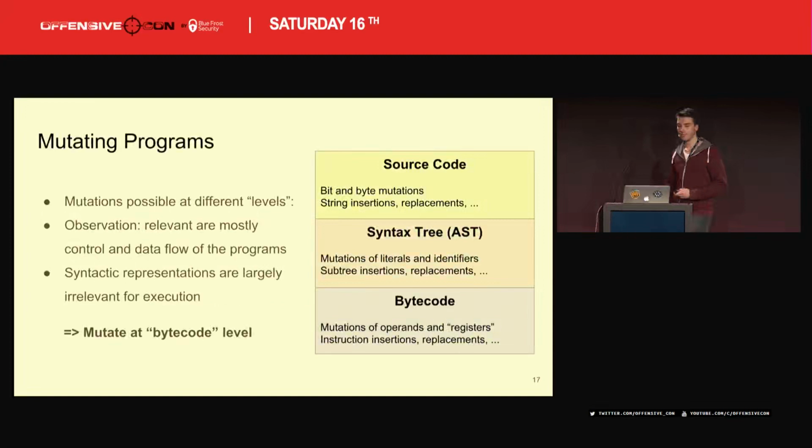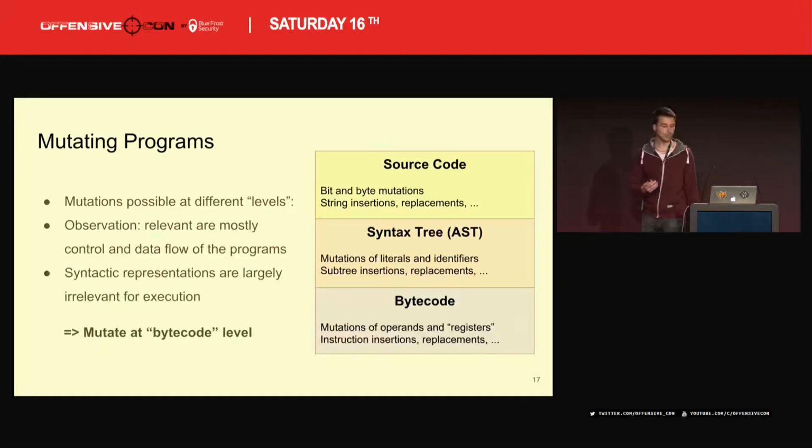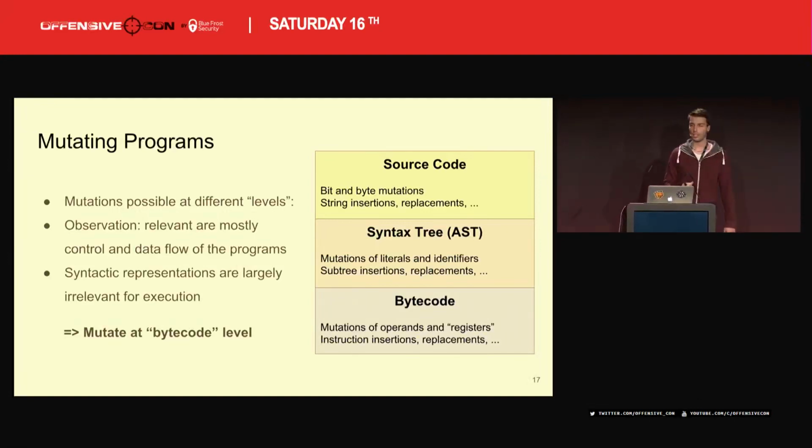Now, this is also not a new research topic. People are already mutating source code. In my opinion, there are three different levels on which you can mutate code. That's what you see on the right side here. The top level is the source code itself, the text string. You can flip bits and bytes on there. Probably not very effective. Again, syntactic correctness is a problem.